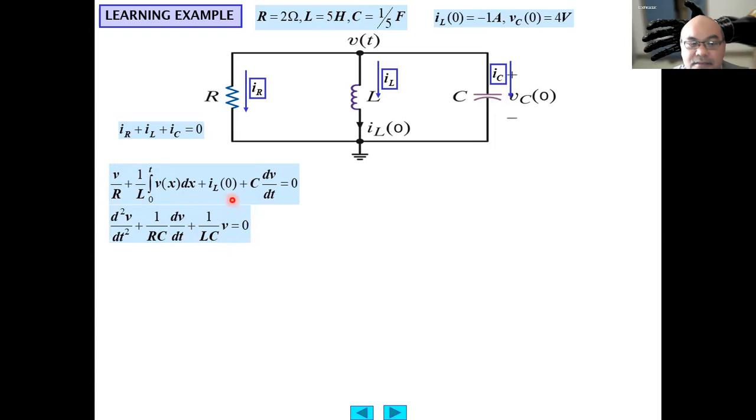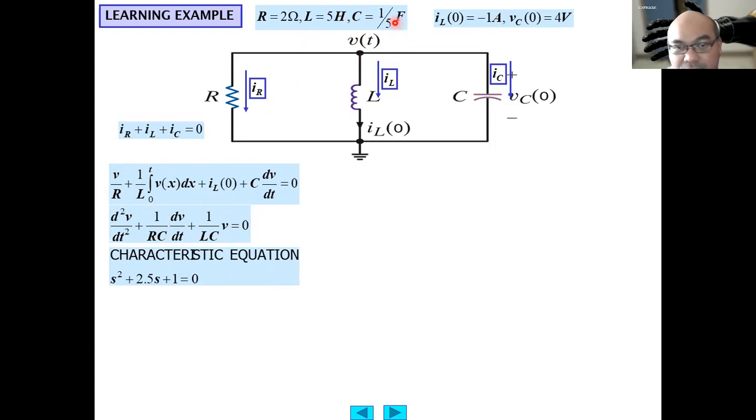From here, 1 over LC is equal to omega n squared, and 1 over RC will be equal to 2 zeta omega n. The characteristic equation, after inserting the values of R, L, and C, is S squared plus, with R as 2 ohm and C as 1/5, 2.5 S, plus LC, which is 1, equals 0.